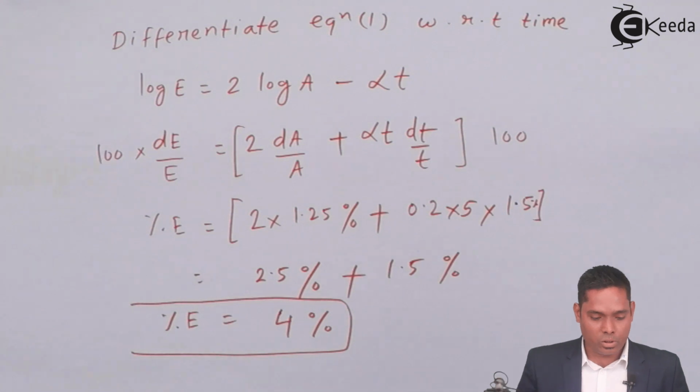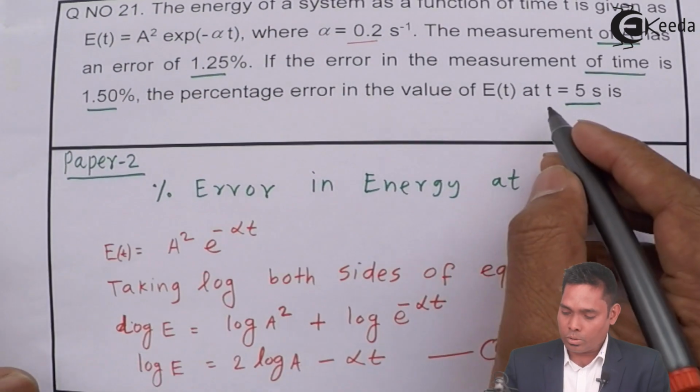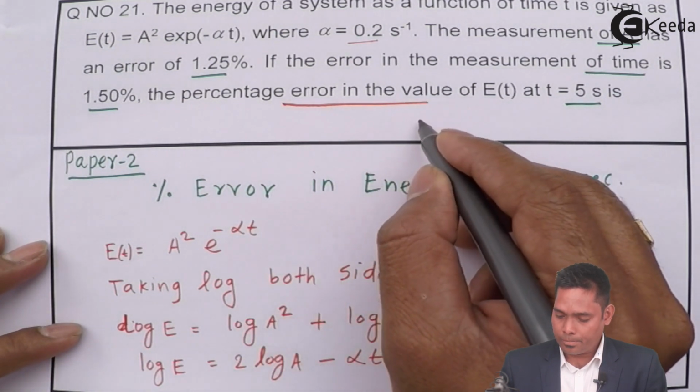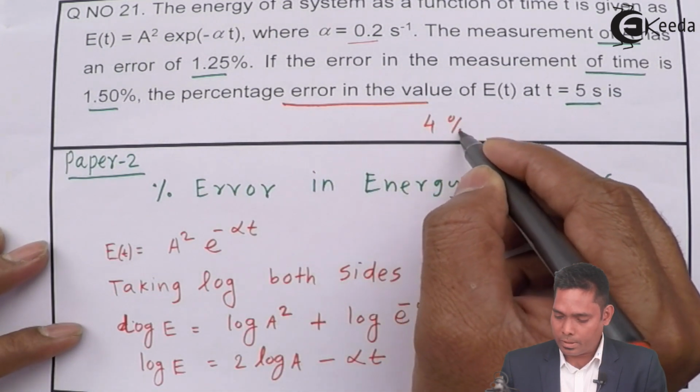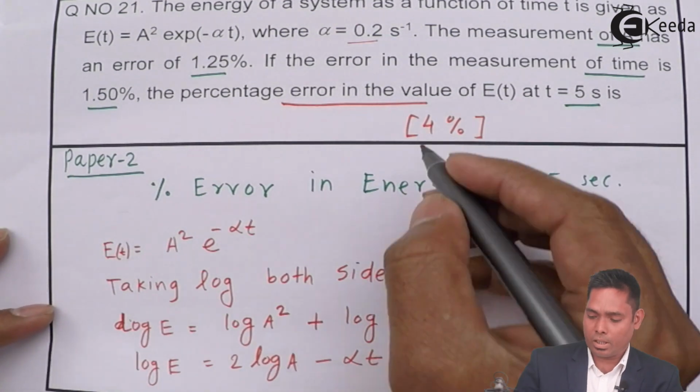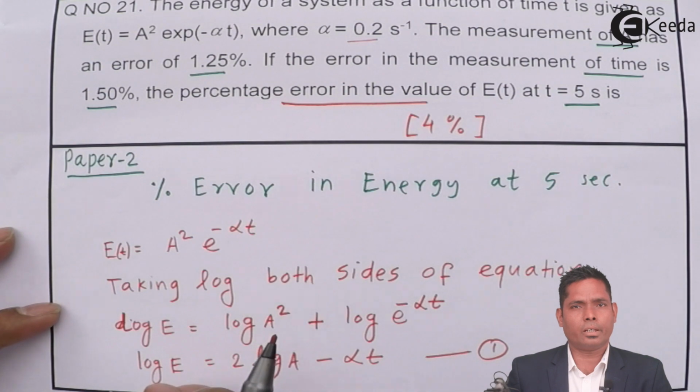So this is the answer to this question. The answer is that at time t equals 5, the percentage error will be 4%. This is an integer type question, so the answer is 4%. Okay, thank you.